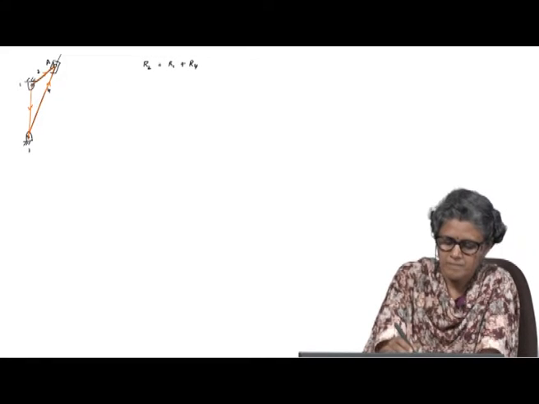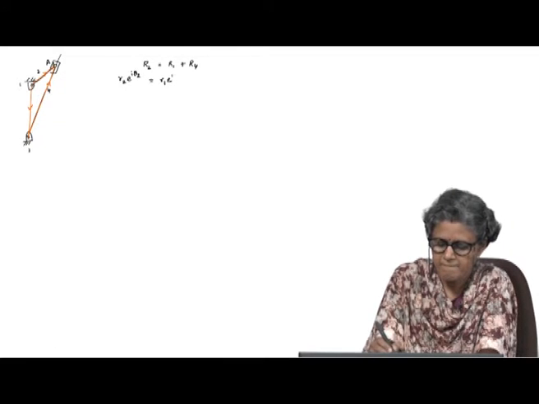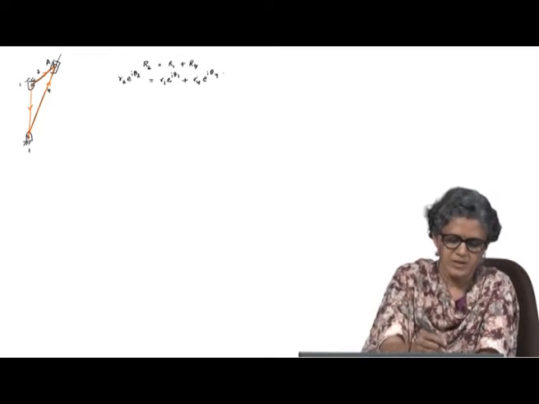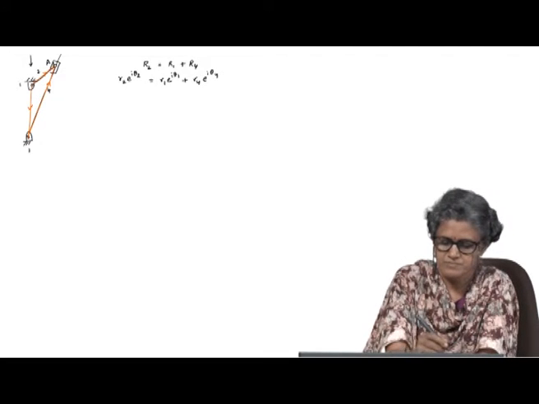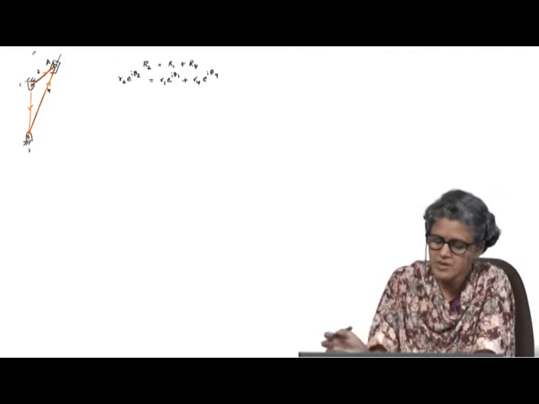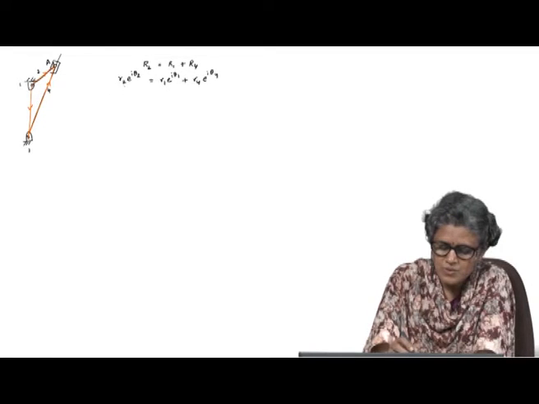So, we have R2 equals R1 plus R4. Here I am assuming my coordinate system like this. So, the thetas are all measured accordingly.